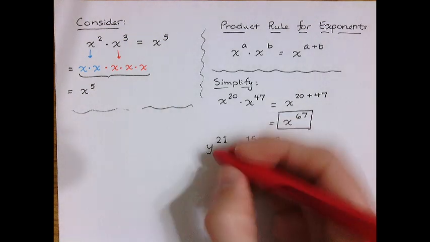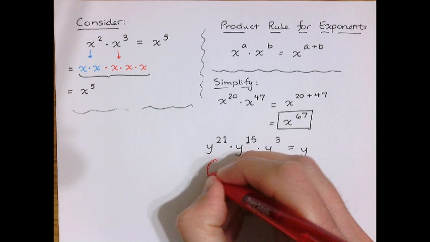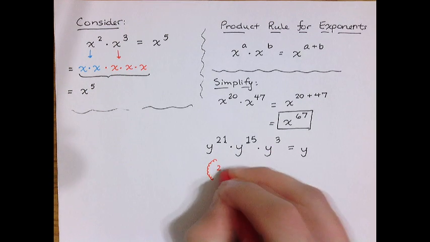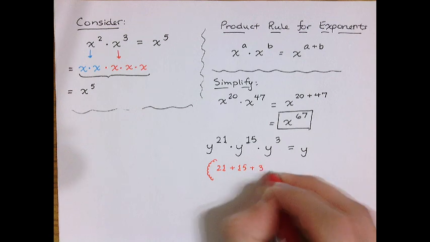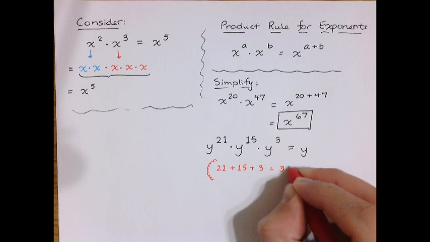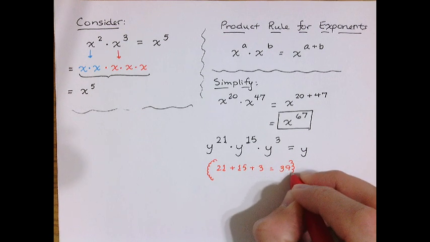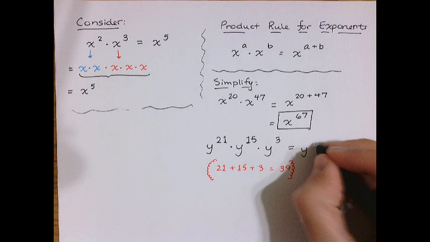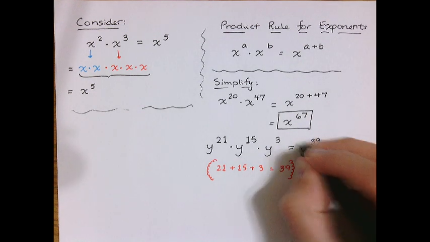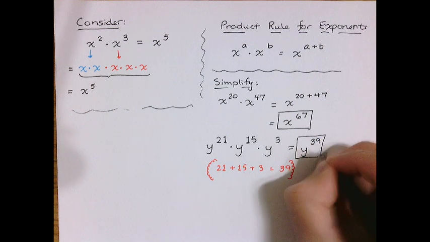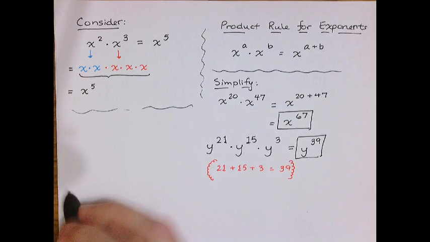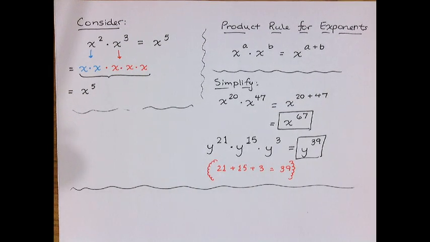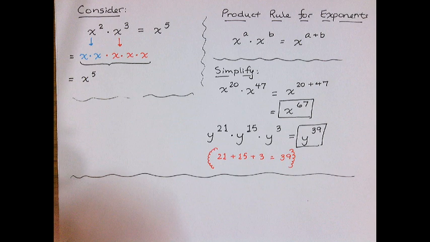So if you want to create one of my classic little thought bubbles to make sure you understand what you're doing, you're taking 21 plus 15 plus 3 to get 39. Now again, 39 is not the answer. It's y to the 39th to give you the full thing. See? Simple. How can we possibly mess that up? All right. So there's that one guy that I'm sure you guys remembered.